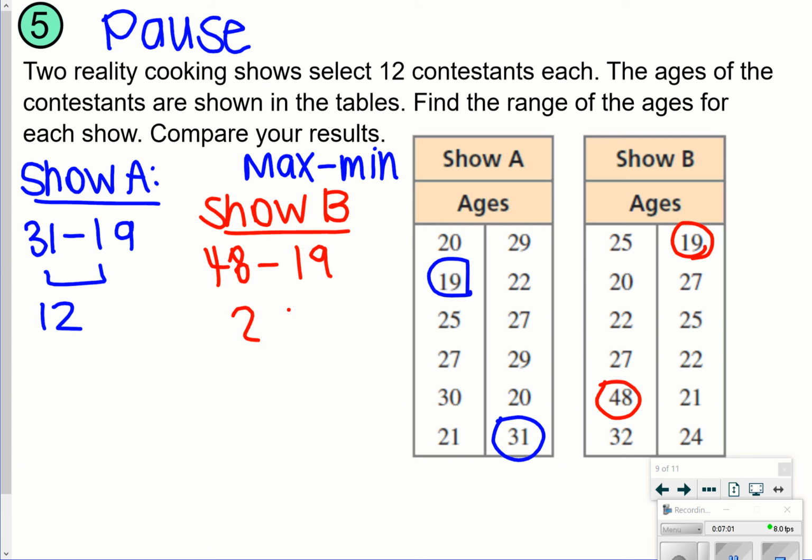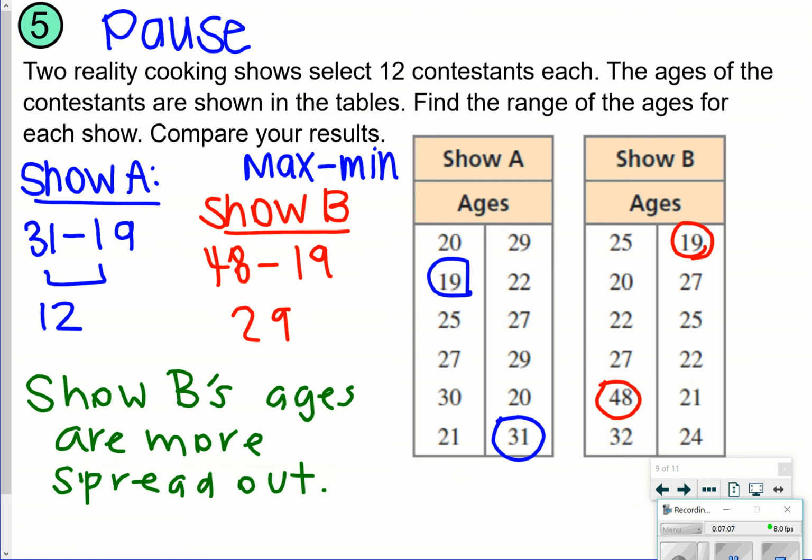So what I can say here to compare is show B's ages are actually more spread out than show A's. You can also maybe say that show B has more diversity, or it's more diverse with their ages than show A.